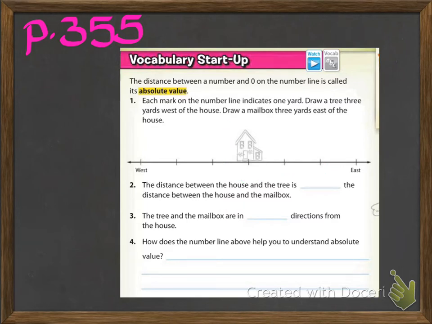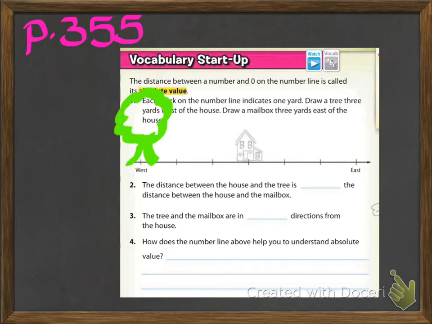Don't think of this as positive or negative, like where these are 1, 2, 3, and -1, -2, -3. Don't think of it like that. Think of this as where your house is, and it says to draw a tree 3 yards west of your house. So we're going to draw our tree 3 yards away from our house. So here's my tree. Voila, there's my cute house there.